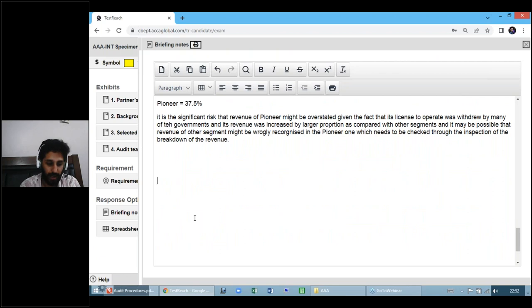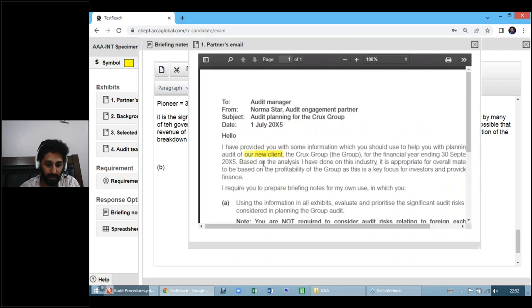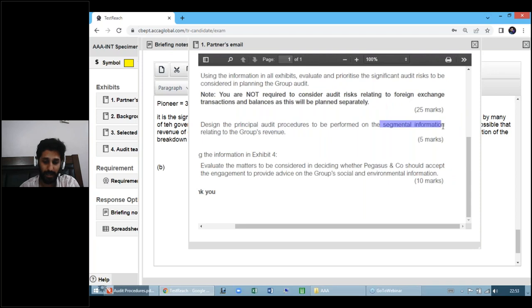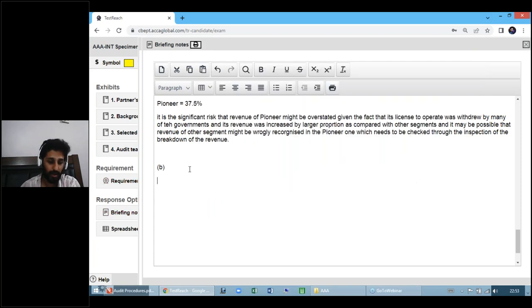Now I'm going to write my part B requirement. Part B requirement was of the procedure, the partner's email, that is: design the principal audit procedure to be performed on the segmental information related to group revenue. Segmental information, 5 marks. Remember, you should write at least 5 points. Okay, now the briefing notes. I am writing here audit procedures on the segmental information.